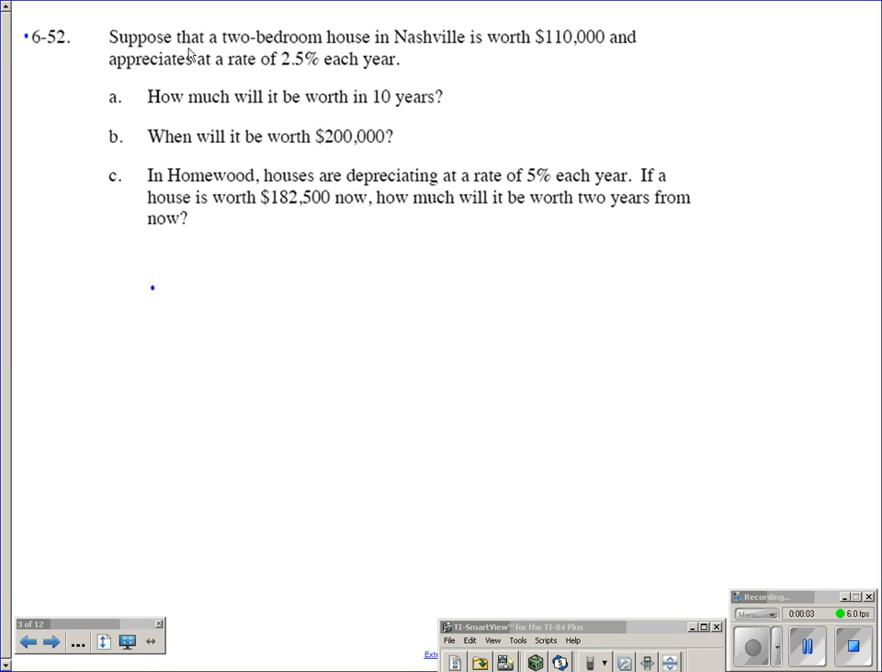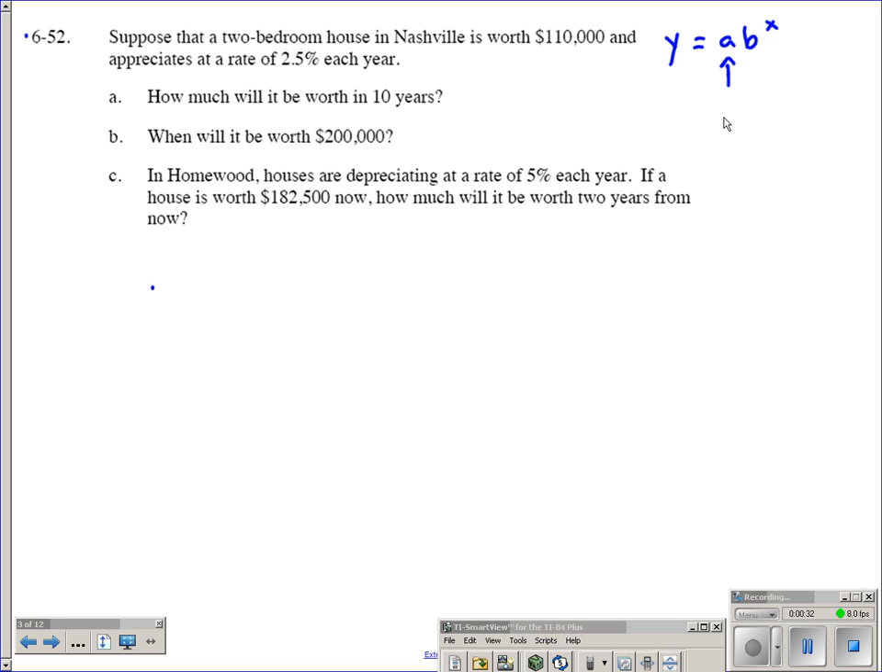6-52. Suppose that a two-bedroom house in Nashville is worth $110,000 and appreciates at a rate of y equals 2.5% each year. So we're thinking about something appreciating by 2.5% each year. So that's going to be exponential growth. So you should automatically be thinking about an exponential function, y equals a times b to the power of x.